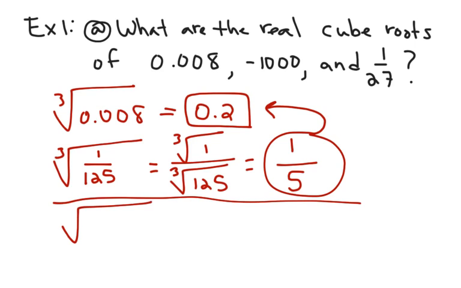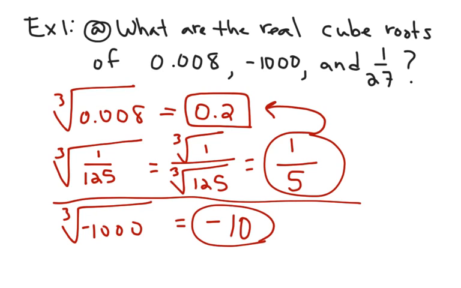The cube root of -1000: because it's an odd root index, we can take the cube root of -1000. I'm going to tell you the answer is going to be negative. Well, what number, if you multiply it 3 times in a row, gives you 1000? Well, it's 10, so the answer must be -10.